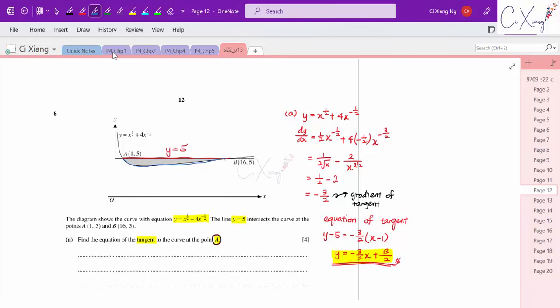Later, when we want to find the area, we can find the area under y equals 5 first, and then integrate and subtract the area under the graph created by x power half plus 4x power negative half. Another way is you can straight away take the function above minus the function below, and integrate from the limits to get the bounded area. That also works.